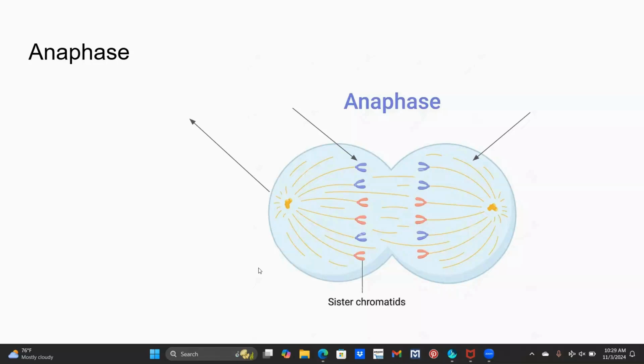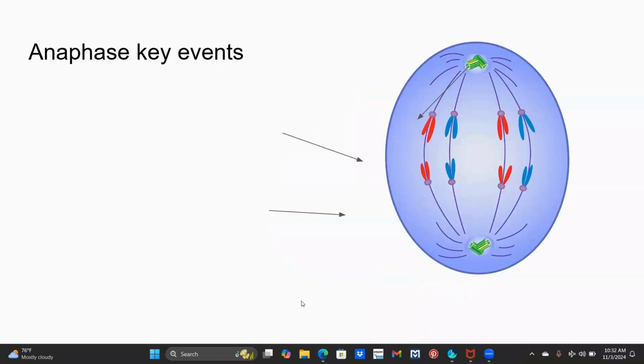The next phase I would like to talk about is the shortest but the most important phase during mitosis, which is anaphase. During anaphase, this is when those chromosomes are going to be pulled apart, creating two separate but identical chromosomes. As mentioned before, during anaphase, this is when the sister chromatids are separated at the centromere.